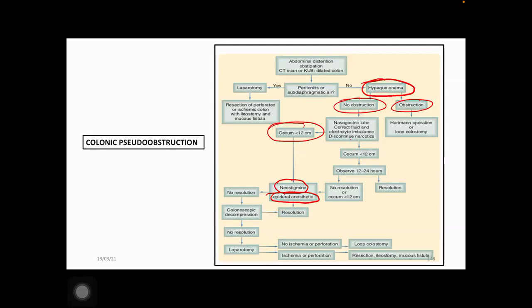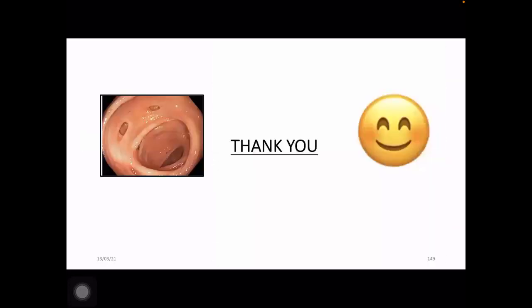The ideal investigation, as given in the textbook, is a water-soluble contrast enema. If the contrast enema doesn't show any obstruction, you can start treatment for pseudo-obstruction with neostigmine, which works wonders. A single administration is enough for decompression of the colon. If not relieved by neostigmine, epidural anesthesia is another option, and finally colonoscopic decompression. If not resolved by all this, go for laparotomy. So this is in a nutshell colonic pseudo-obstruction.